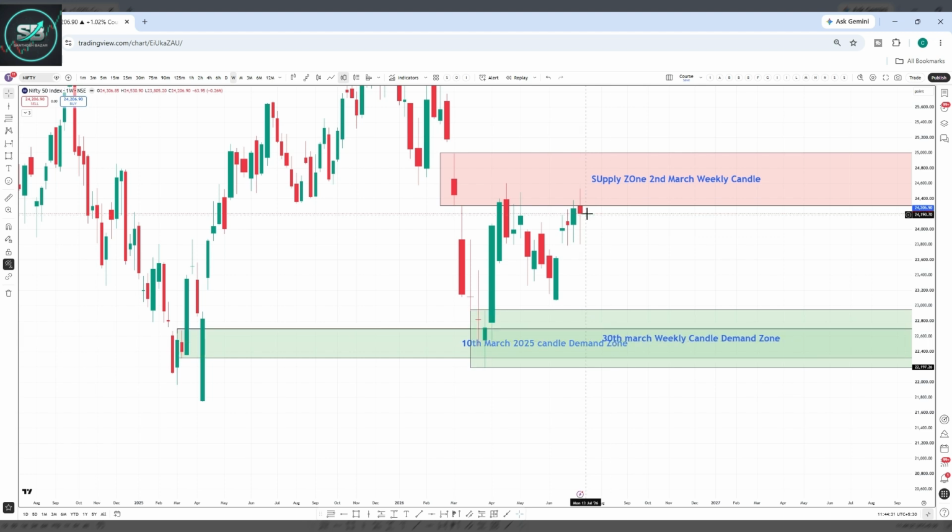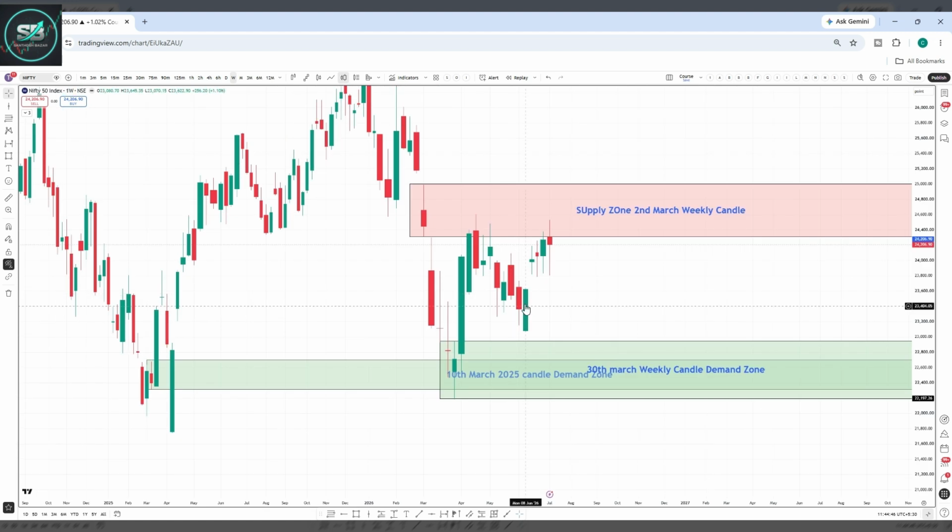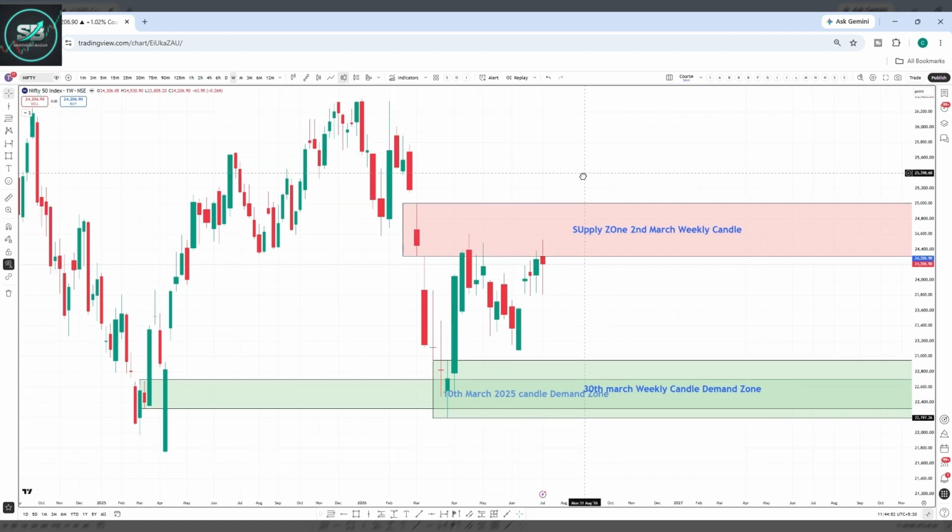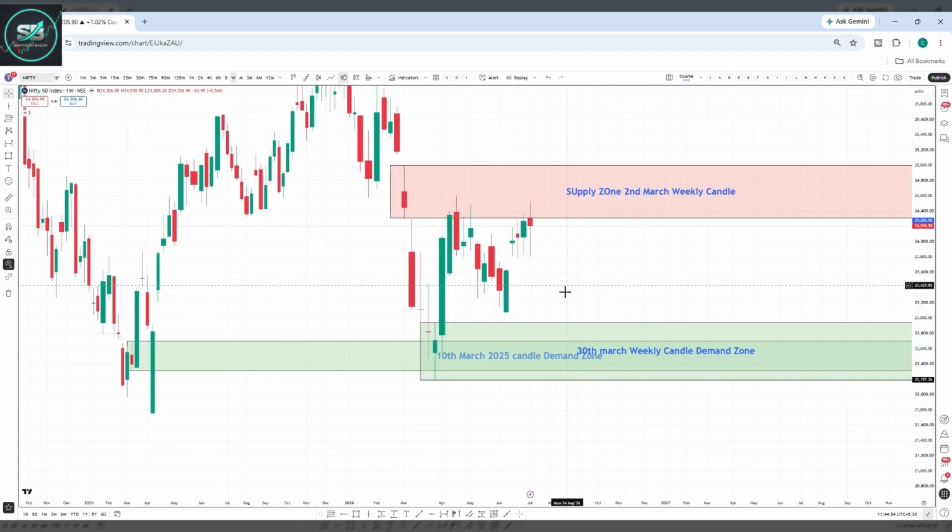Now we are at the supply zone, so we are in this range between supply and demand. That is why you are seeing Nifty is not going anywhere. Nifty is just moving sideways within this range. So it is a difficult situation for option buyers. Either Nifty has to break out of this supply zone to give a one-sided rally, or it has to break this demand zone to give a one-sided move in Nifty.